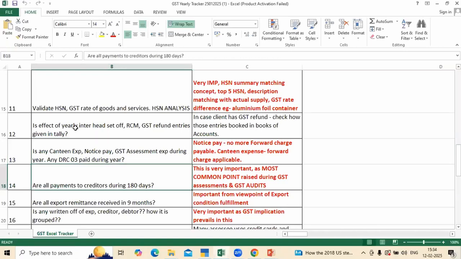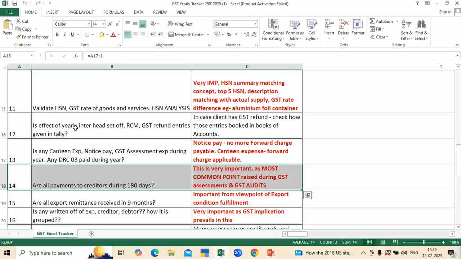Moving to point number 14, this is very crucial and most assessees don't know about this. This is a game changer point. In all the assessments, the department focuses on this point only. What this point says is that for all your input credits, it is necessary that payment for those invoices should be made within 180 days. If you're not making payment within 180 days, you need to compulsorily reverse those input credits.